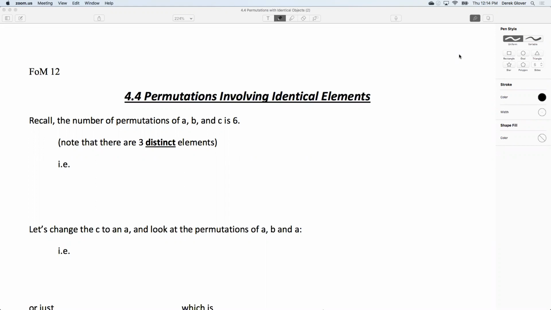So recall the number of permutations of A, B, and C is 6. And that comes from the fact that there's 3 distinct elements. We could either multiply 3 by 2 by 1 to get us 6, or we could have done 3 permutation 2 to get 6.